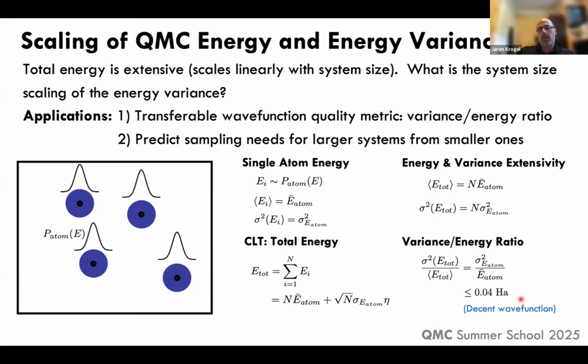And so any decent wave function will have a variance to energy ratio of less than or equal to 0.04 Hartree. Now that's not a great wave function. Anything with a variance to energy ratio larger than this, you should essentially throw out and try and do better. In practice, your target should be more like 0.02 or 0.01. And that would represent a good quality wave function. Okay, so those are some of the QMC topics that relate to energy and variance.